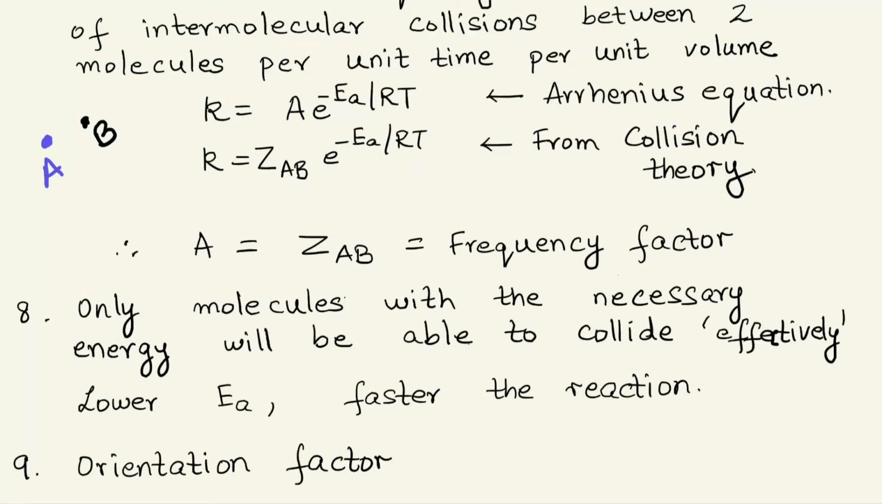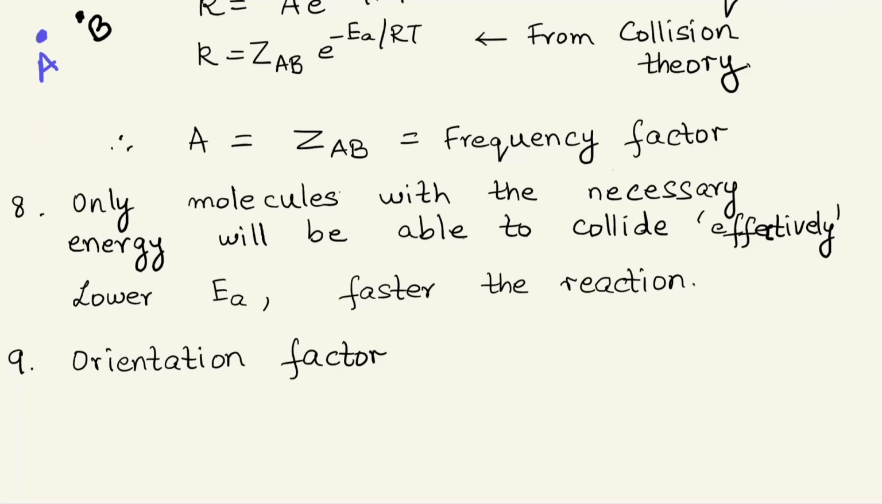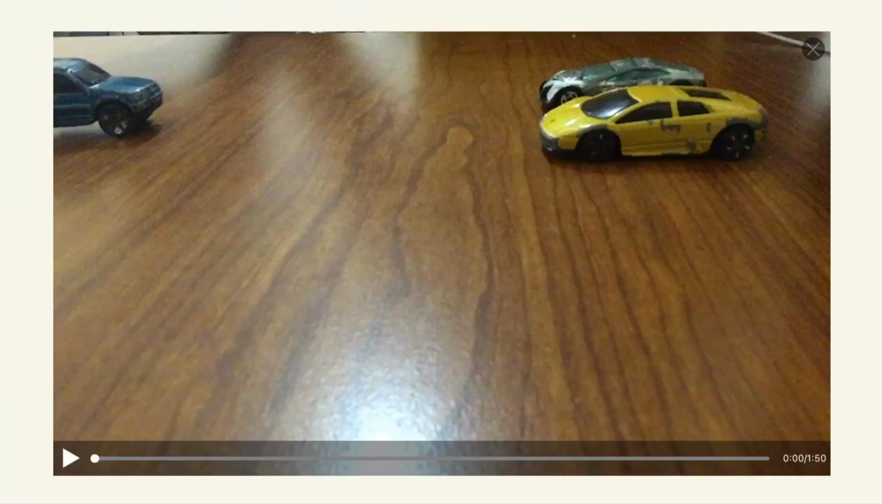So now that we have spoken about the activation energy, we are going to explain what we mean by effective collision and what decides the efficacy of the collision other than the activation energy. And that factor is what we call the orientation factor. Now, in order to explain the orientation factor, I took up an example of a small kids' game. Let's watch this video in order to understand.